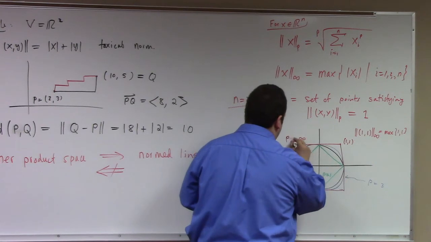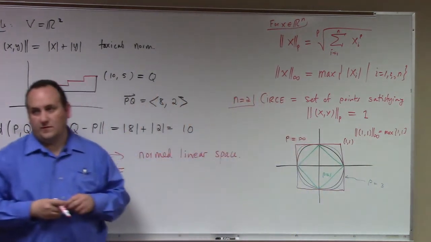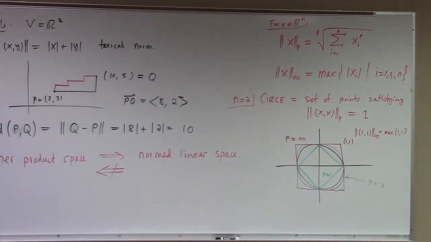Except for the case of the taxicab norm, I think if I recall correctly, the rest of these can be induced from inner products. I'm not going to show you how. That's really not the point in here.